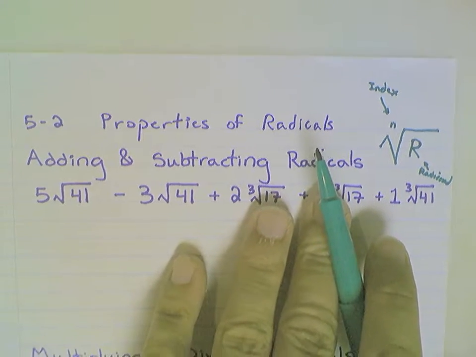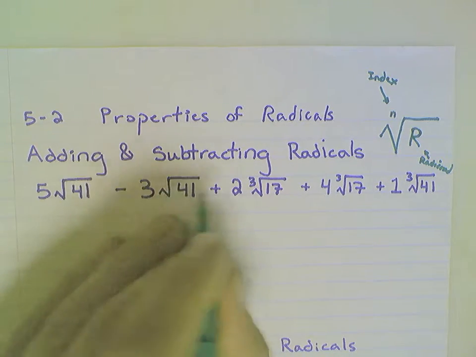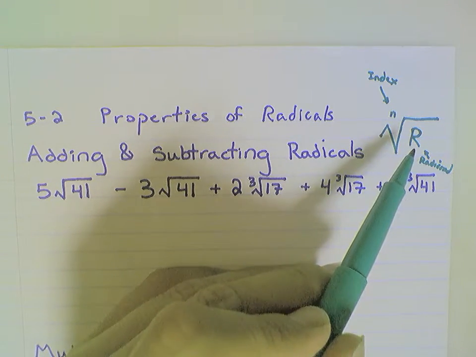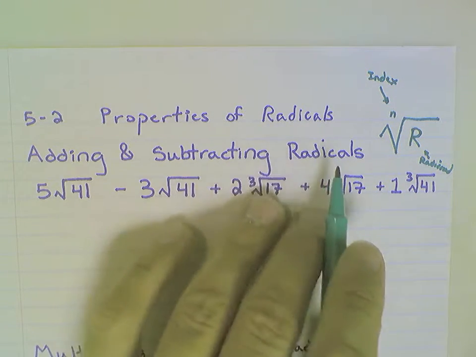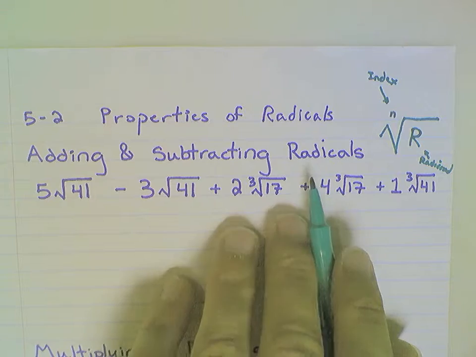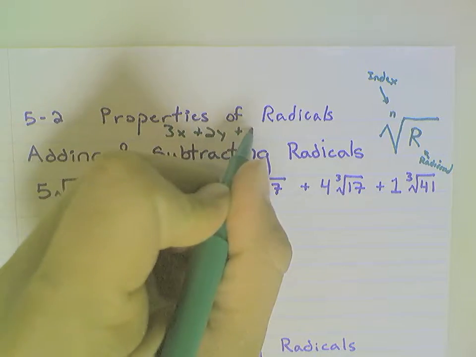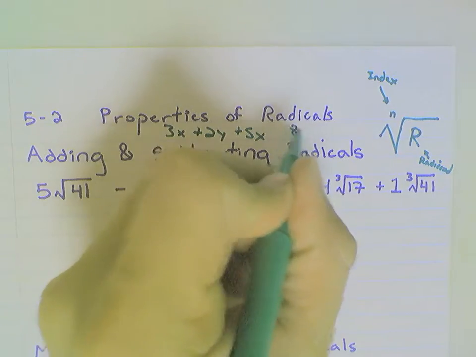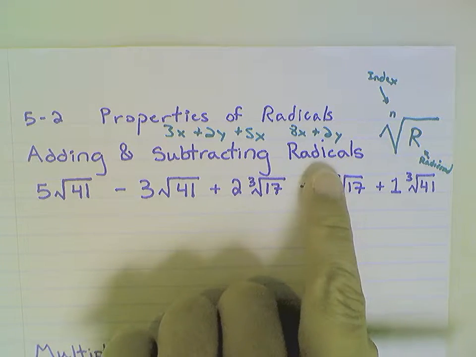Now, the first thing I want to talk about is adding and subtracting radicals. We can only add and subtract radicals when our index and our radicand are the same. We won't be able to add and subtract radicals when they're not the same. In the case where they are the same, we're going to add and subtract them just like we do with like terms. So when you have 3x plus 2y plus 5x, in this case we can add like terms, so 3x plus 5x is 8x, but we can't add the 2y because it's not a like term. Radicals are going to act the same way as that.